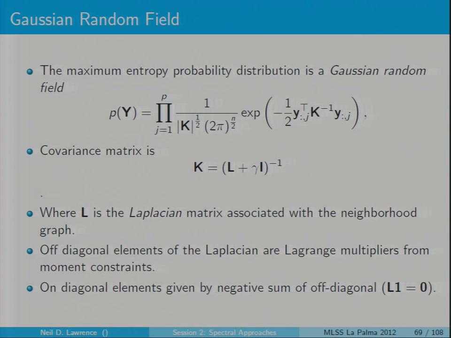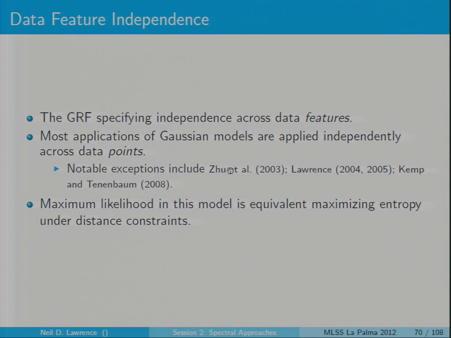So L is the Laplacian matrix associated with a neighborhood graph that we've already seen before, and the off-diagonal elements of this Laplacian were the Lagrange multipliers from the moment constraints. So the Gaussian random field is specifying this independence across features, but most applications of Gaussian models are applied independently across data points. People who've done this differently include Zhu, Ghahramani and Lafferty, who looked at semi-supervised learning; myself with the GPLVM, which I'll talk about next time; and Charles Kemp and Josh Tenenbaum, who have looked at these sparse Gaussian random fields in the context of cognitive science.